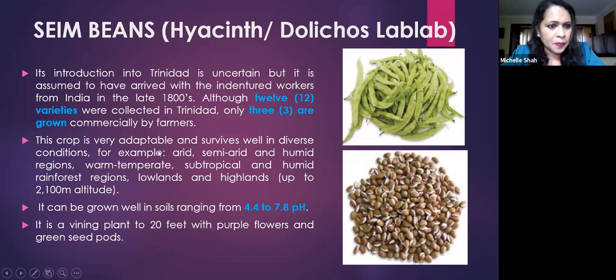This crop is adaptable and survives very well in diverse conditions, such as arid and humid regions. It can be grown well in soils ranging from 4.4 to 7.8 pH. It is a vining plant and it grows to 20 feet with purple flowers on vines and trellises. They have green seed pods as shown in the photograph, and these are the seeds which you see here on the right.